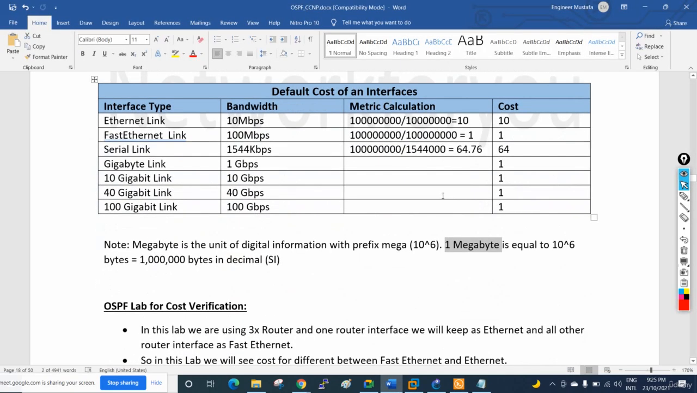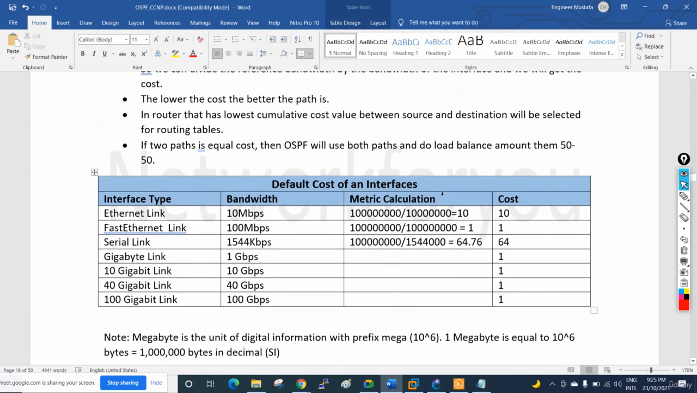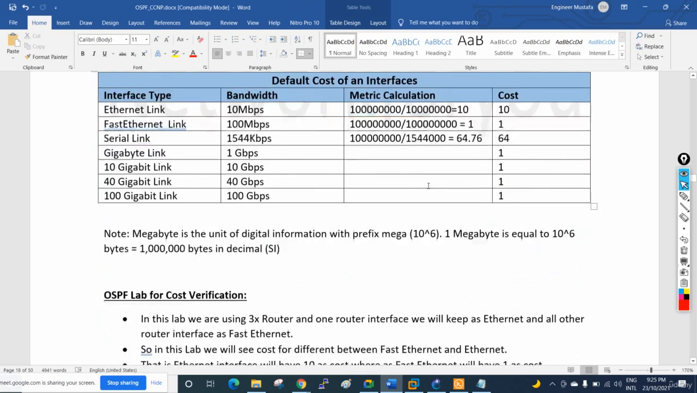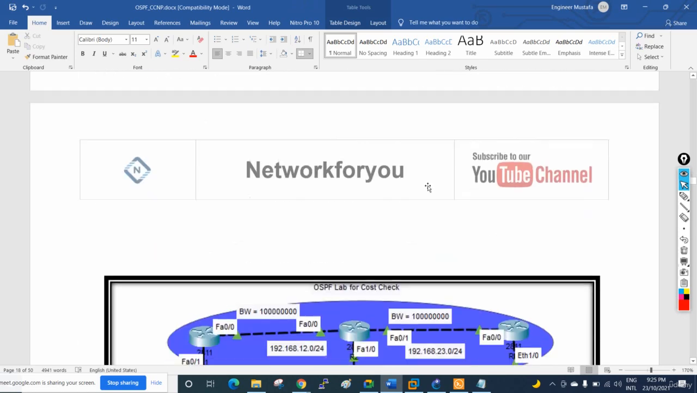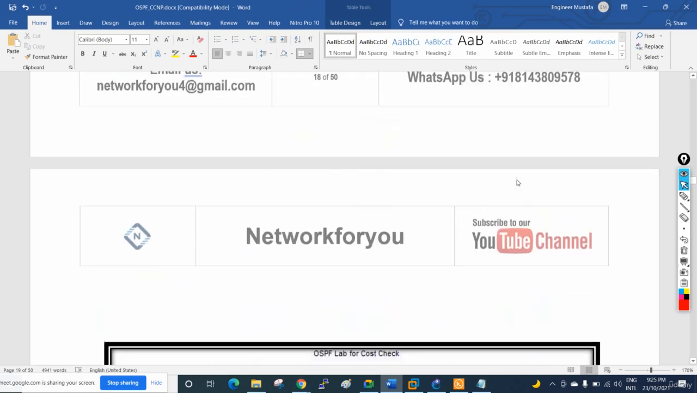Now we will do one lab so we can verify that also. We will do one lab so we will have that idea. This was theory, and now we will do the lab. In that scenario, we will use 3 routers. So let me stop this recording.